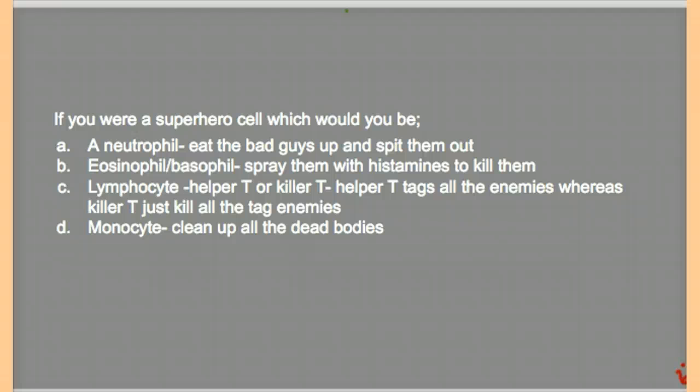So here's a pop quiz kind of question that I have for you guys to see if you really understand this. If you were a superhero cell, which would you be? Would you be A, a neutrophil that eats the bad guys up and spits them out? Would you be B, an eosinophil or basophil that sprays them with histamine to kill them? Would you be C, a lymphocyte, either a helper or a killer T cell that tags your enemies? Or would you be D, a monocyte that cleans up after the dead body?